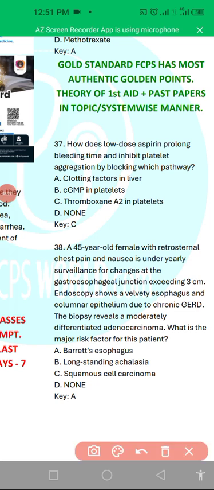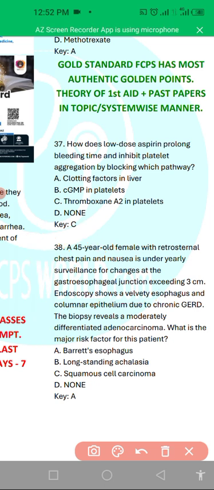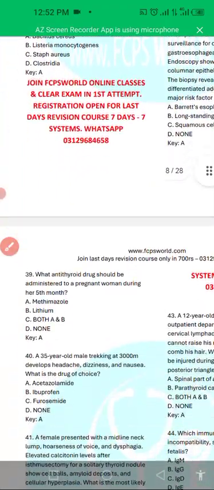Another one is a 45-year-old male patient having retrosternal chest pain, nausea, and change in gastroesophageal junction appearance up to 3 cm on endoscopy. There is a velvety esophagus appearance with columnar epithelium due to chronic GERD. The biopsy reveals moderately differentiated adenocarcinoma. The major risk for this condition is Barrett esophagus, a condition in which there is change in epithelium due to chronic GERD.